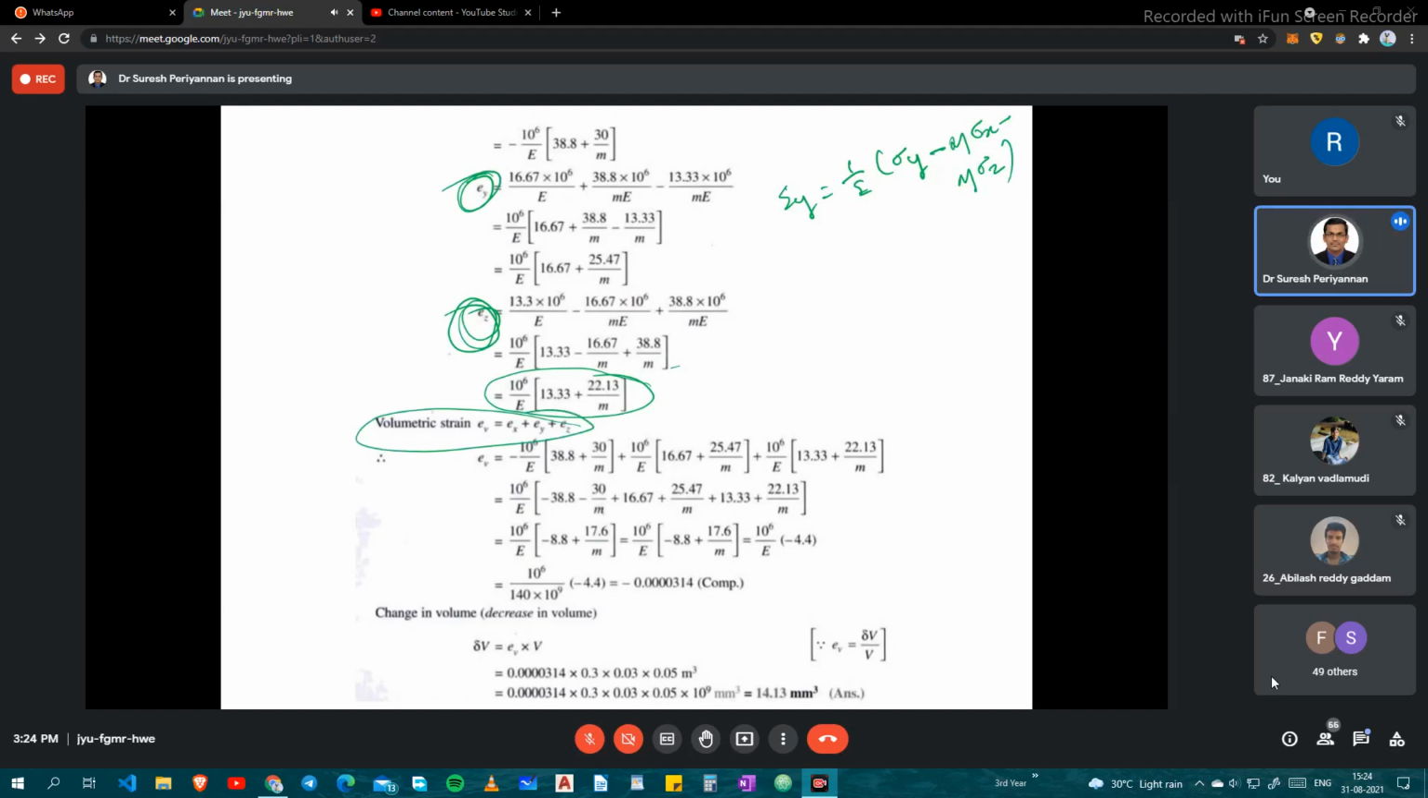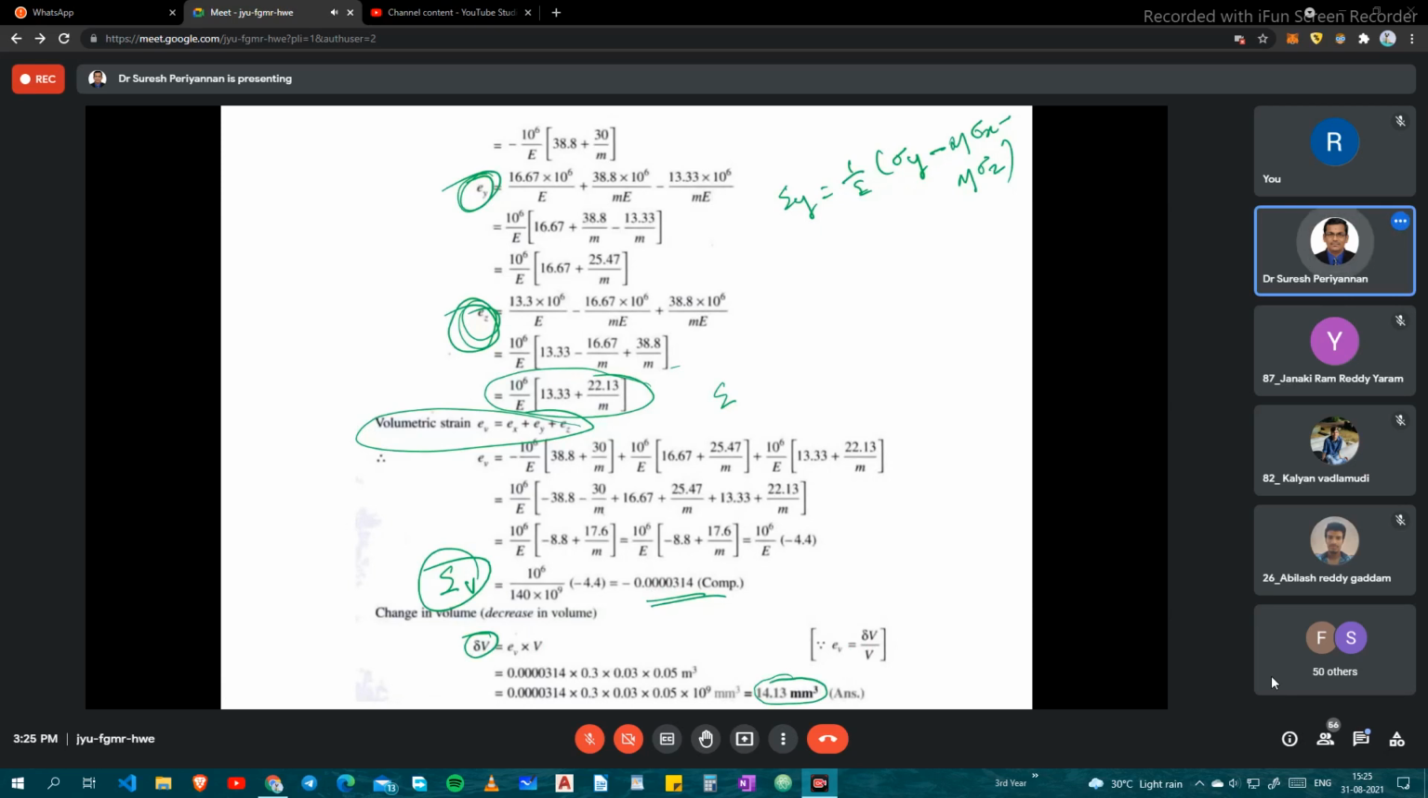Volumetric strain epsilon V is equal to epsilon x plus epsilon y plus epsilon z. From this we are able to find the change in volume of the material. Finally, epsilon V is minus 0.00000314, the volumetric strain. Then you apply the general formula, epsilon V is equal to del V by V. From this we can calculate how much change in volume there is in the component.